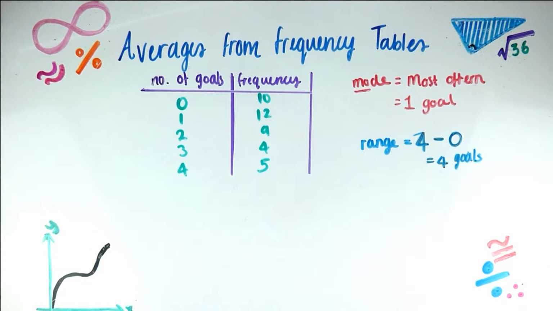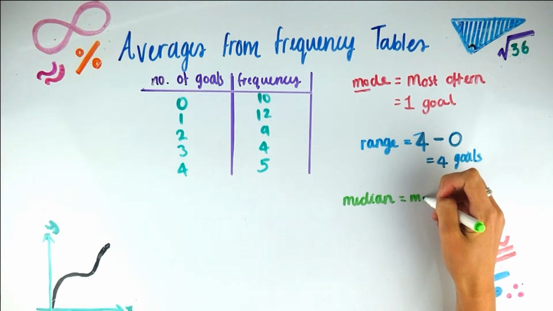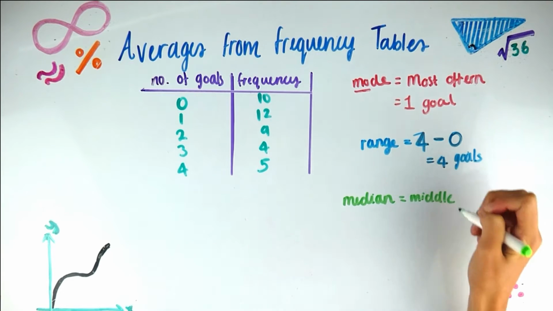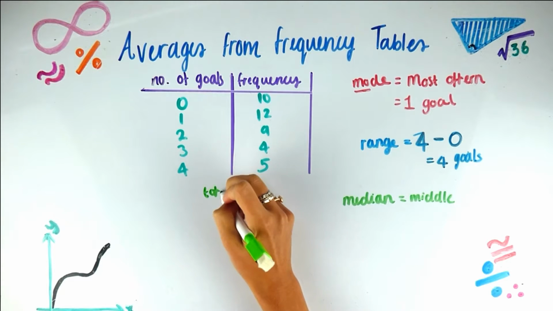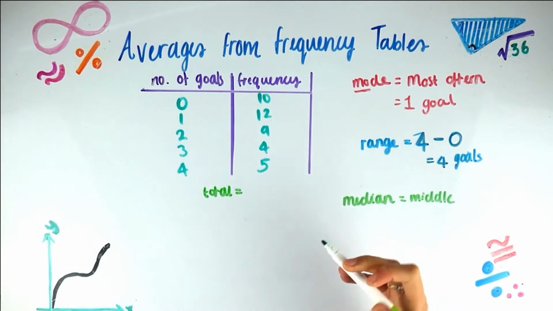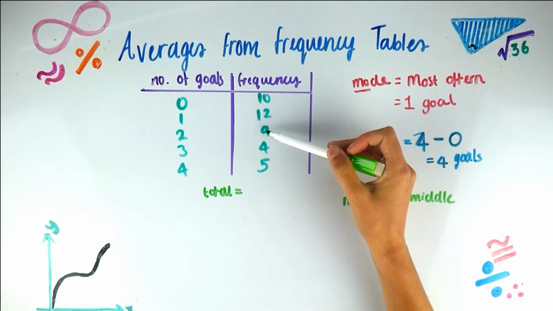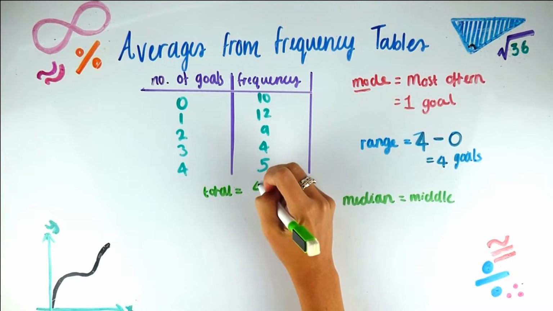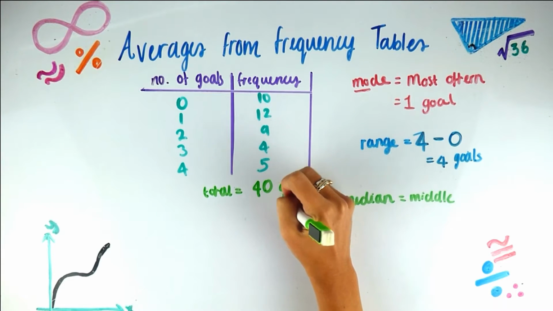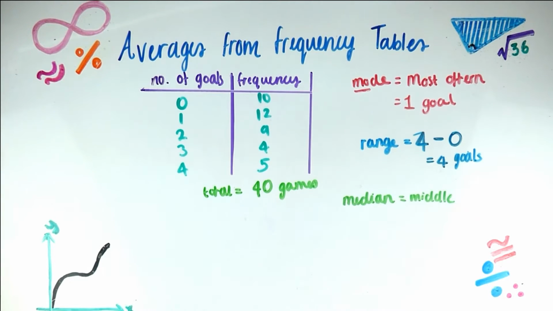So again, very similar to just when we have the data points written out for us. Now let's look at the median. And the median we know is the middle value in our data. But what is that? So we need to find out the total number of data points. So we add up the frequencies to get the total. So that is going to be 10 plus 12 plus 9 plus 4 plus 5. The total then, if you add all those together, is 40 games. So total games is 40 games.